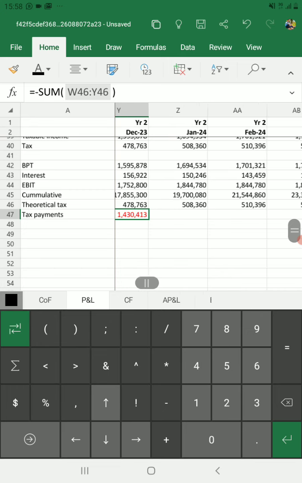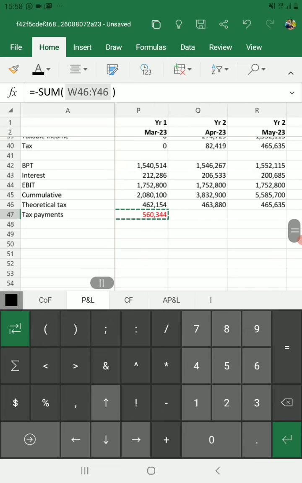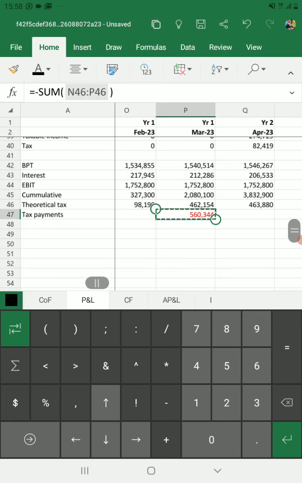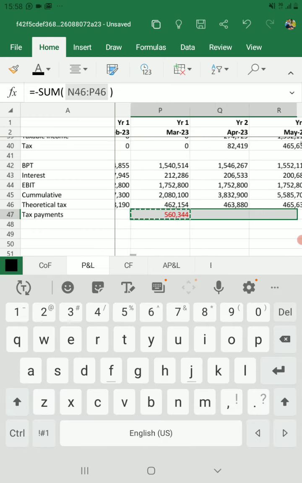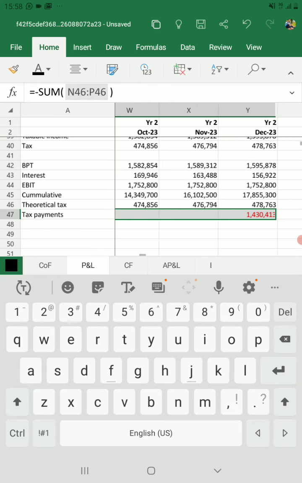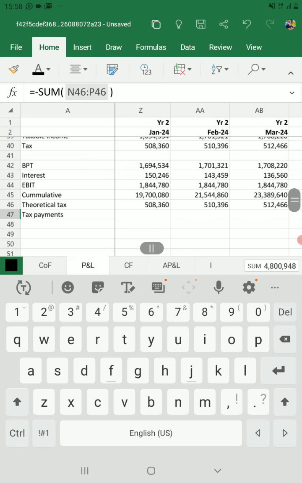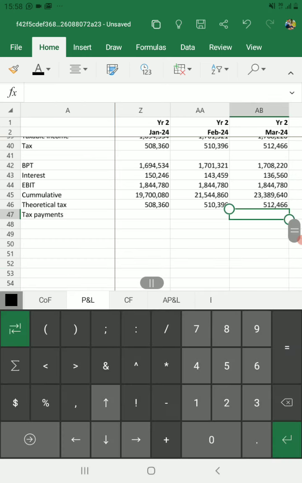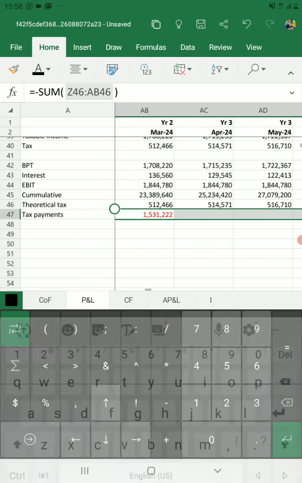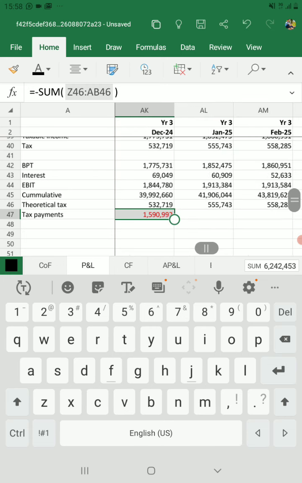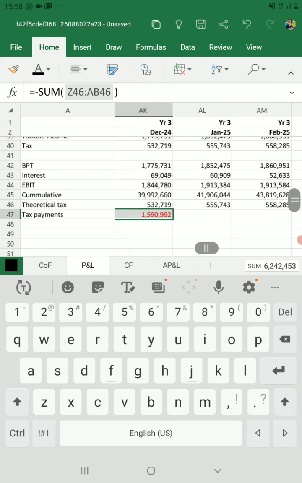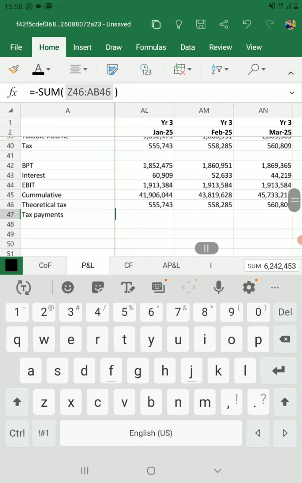Okay, I can save time by taking from here, selecting all these that I have already done, and then copying them, and then coming to March here and pasting, so that I put them in several areas. Okay, so the next one is going to be here.